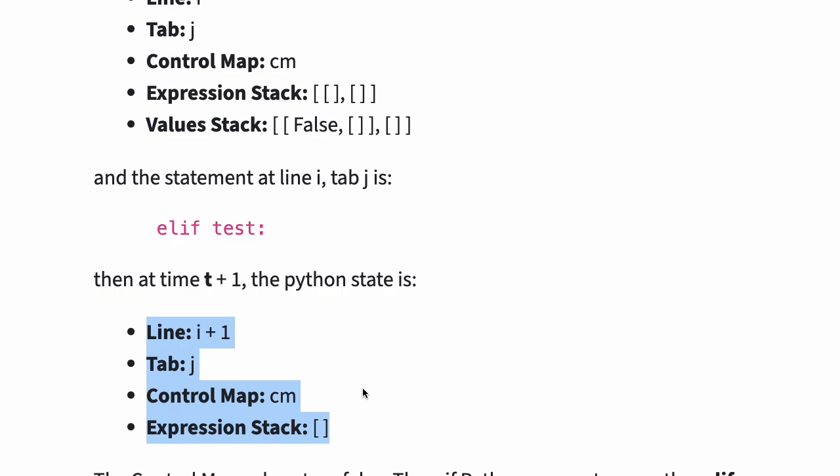Thus, if Python encounters another elif statement, Python will evaluate the test expression. If Python encounters an else statement, Python will execute the else body. This property is exactly the same as the if test property where the test is false.